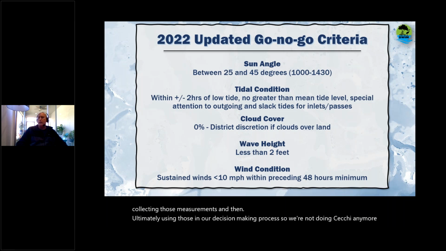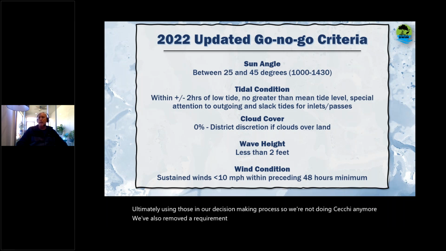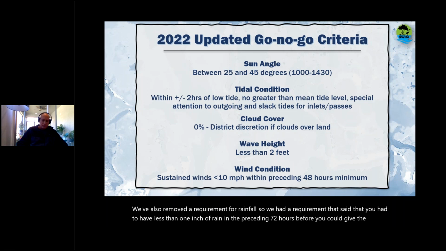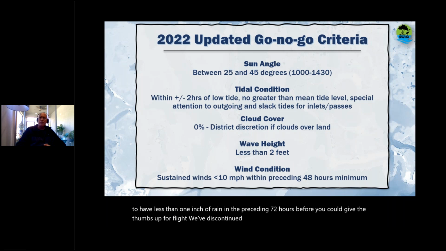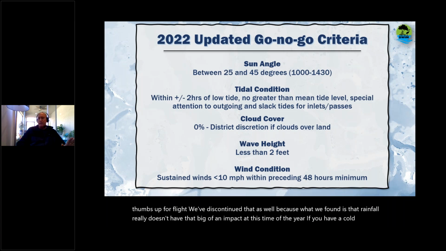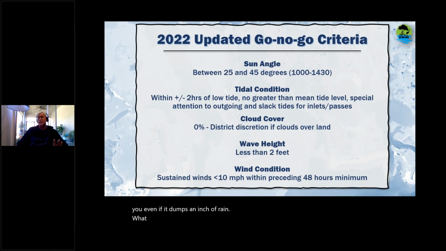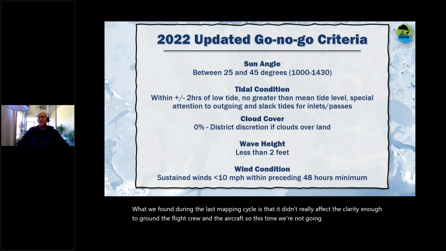We've also removed a requirement for rainfall. We had a requirement that you had to have less than 1 inch of rain in the preceding 72 hours before you could give the thumbs up for flight. We've discontinued that as well because what we found is that rainfall really doesn't have that big of an impact at this time of the year. If you have a cold front and even if it dumps an inch of rain, what we found during the last mapping cycle is that it didn't really affect the clarity enough to ground the flight crew and the aircraft. So this time we're not going to use that as a go/no-go criteria.